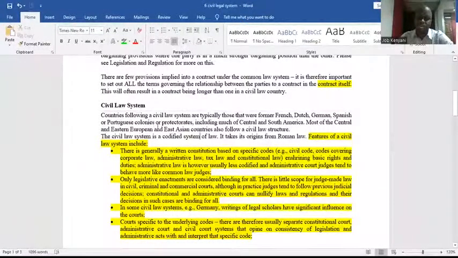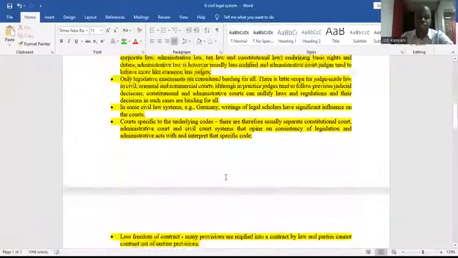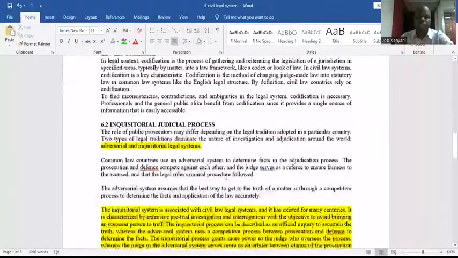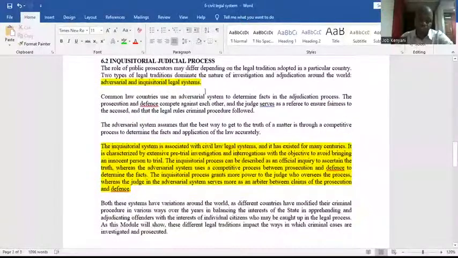And you are saying that a civil law system is whereby they are able to apply what you are calling the inquisitional judicial process, whereby they carry out investigations or inquiries before the judge is able to give the verdict.